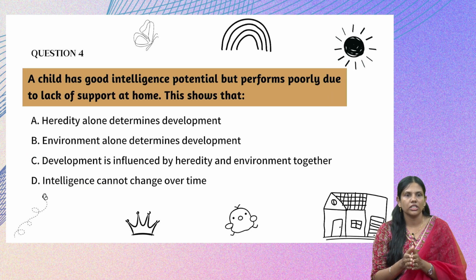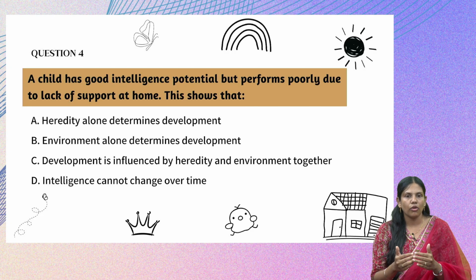The next question, this is a little different question. A child has good intelligence potential but performs poorly due to lack of support at home. This shows that. So there is a small situation given, that is a child has a good intelligence potential, that is a child's IQ is very high, is very good, but it is observed that in the school the child is performing poorly. But the reason for that poor performance is lack of support at home.